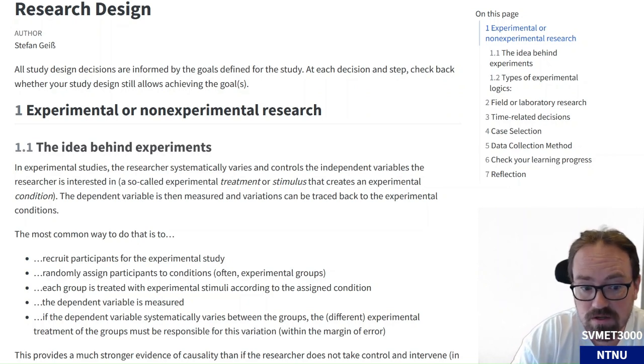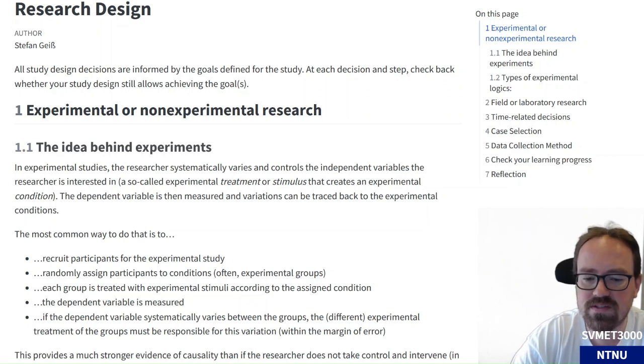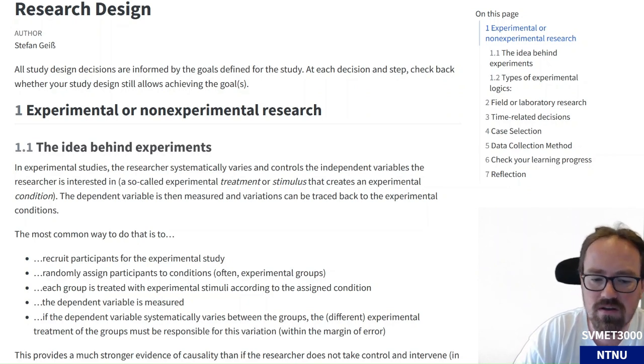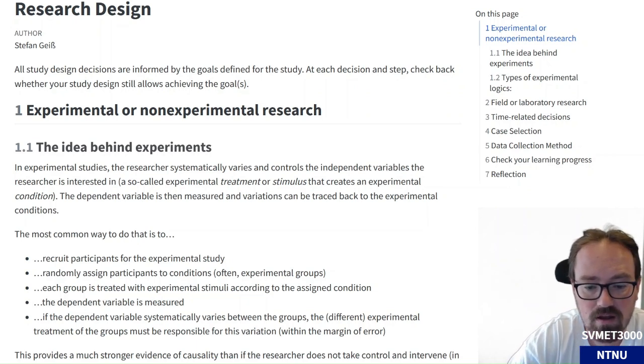So we recruit participants, then we randomly assign them to conditions, which very often is broken down into groups, so experimental groups that get different treatments. But in principle, you can also have groups that get a different combination or series of treatments, so it's not perfectly the same, a condition and a group. Not in all designs, at least.